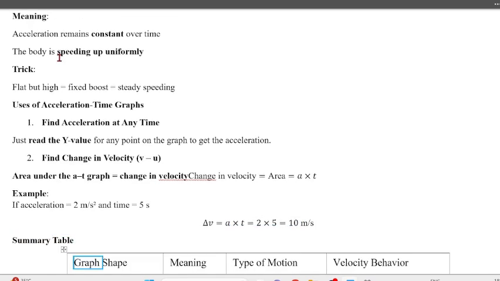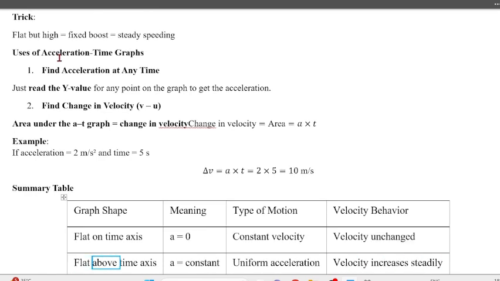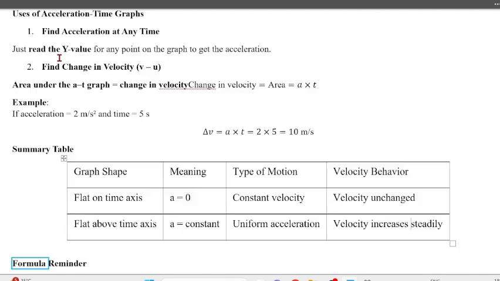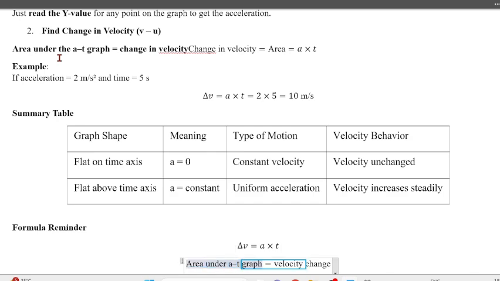Summary table: graph shape, meaning, type of motion, velocity behavior. Flat on the time axis: a equals 0, constant velocity, velocity unchanged. Flat above the time axis: a is constant, uniform acceleration, velocity increases steadily. Formula reminder: Δv equals a times t, the area under the a-t graph equals velocity change.